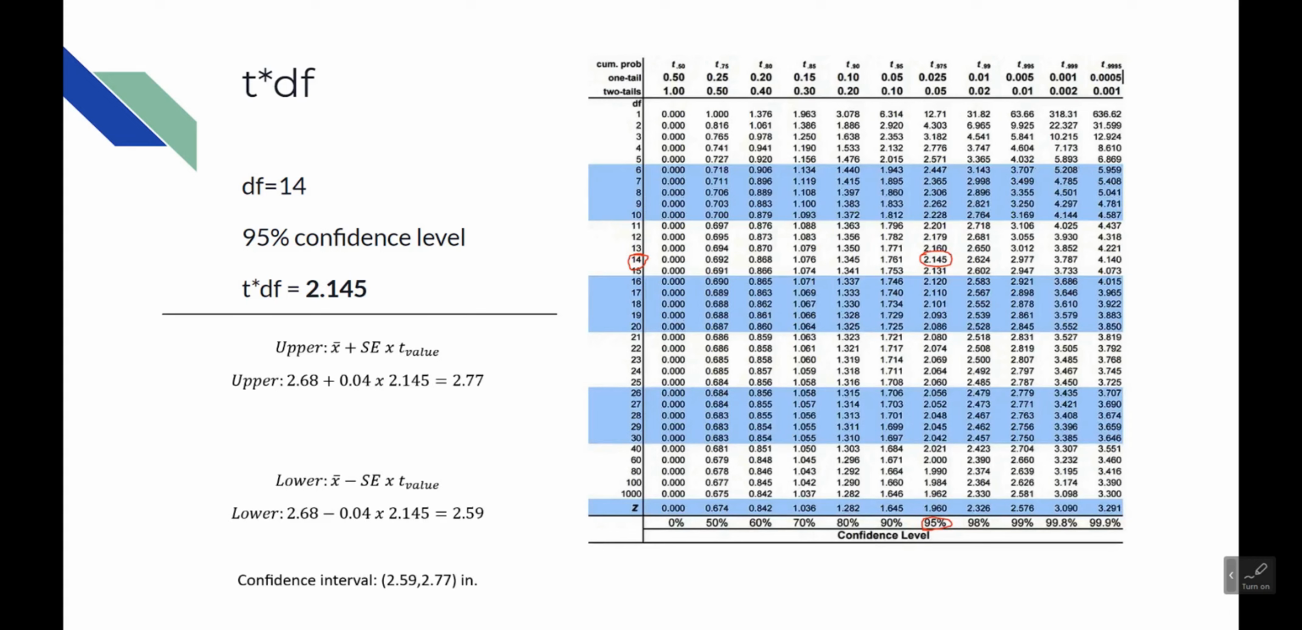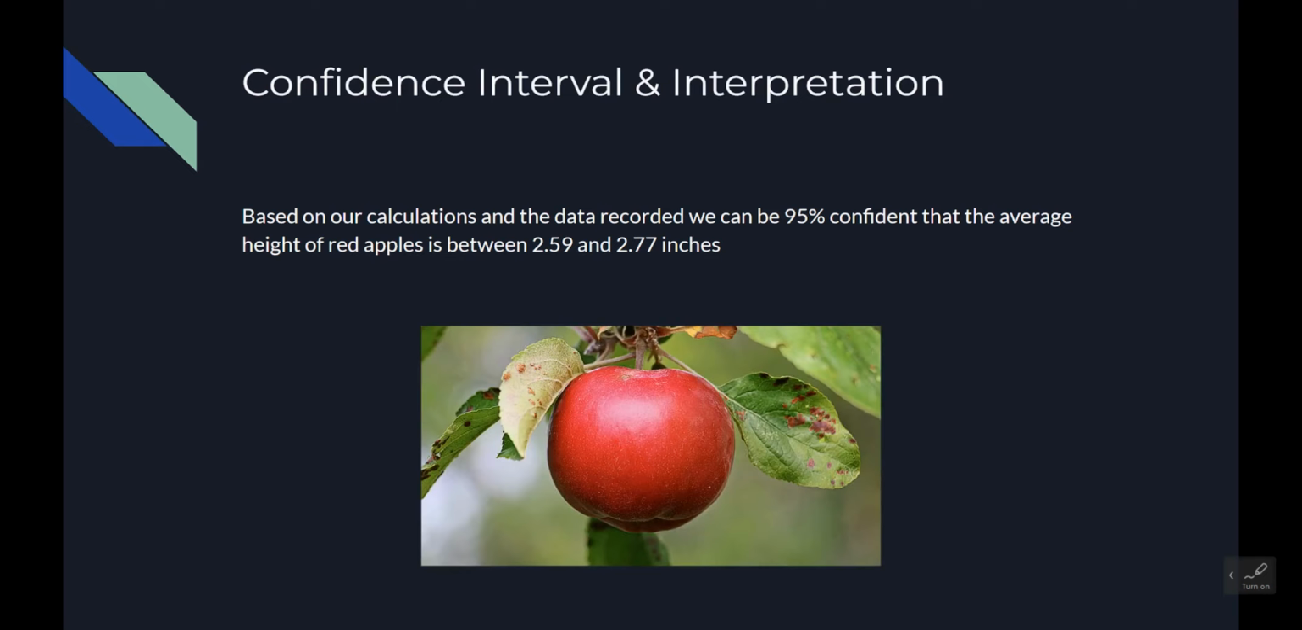We will now find our t star df with our degrees of freedom and our selected 95% confidence level. From the chart, we can determine that t star df is 2.145, as seen here, and we can now plug that into our upper and lower equations to find the confidence interval along with our sample mean and standard error. We find that our confidence interval is 2.59 and 2.77 inches, as seen at the bottom of this slide.